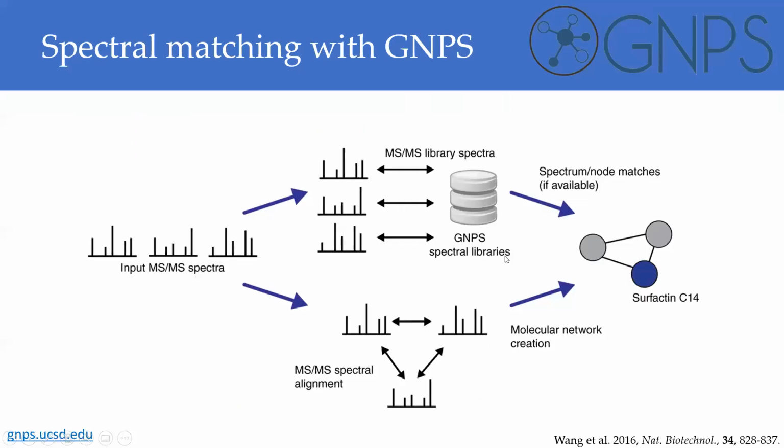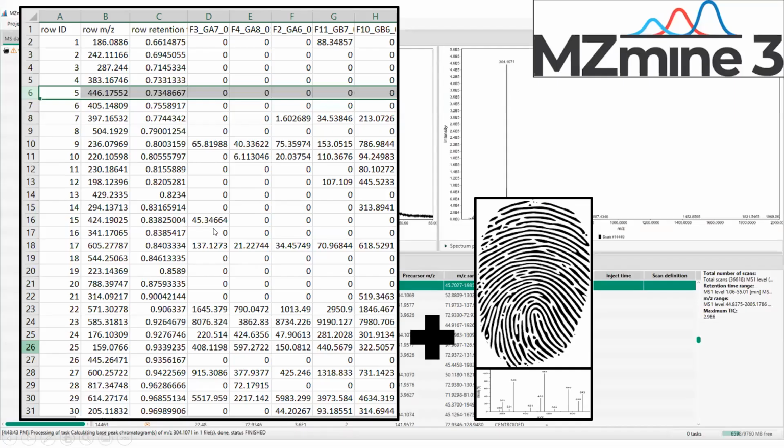Then here I just have a quick overview for those who are not familiar with GNPS. So what we do then is we have this bunch of MS2 spectra for each feature, and we search them through GNPS. We upload them to the GNPS and get a certain similarity score.